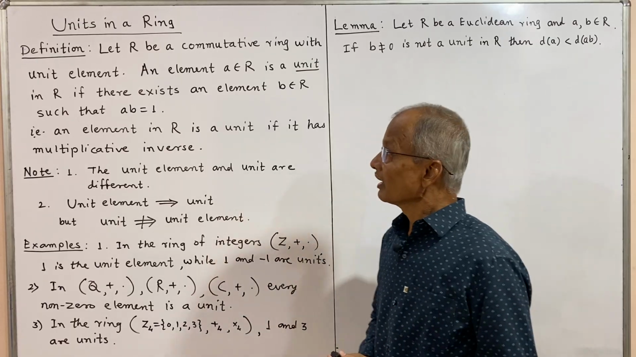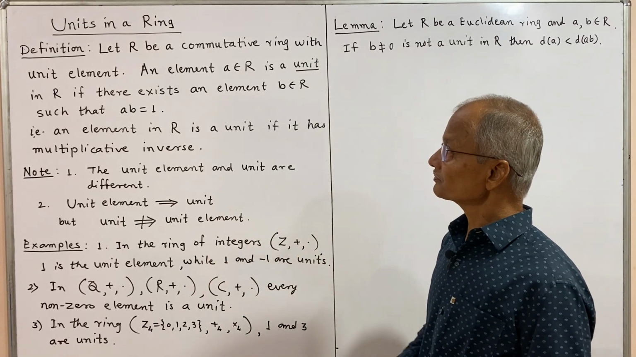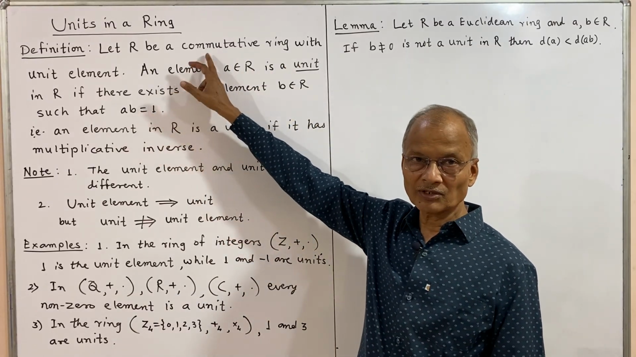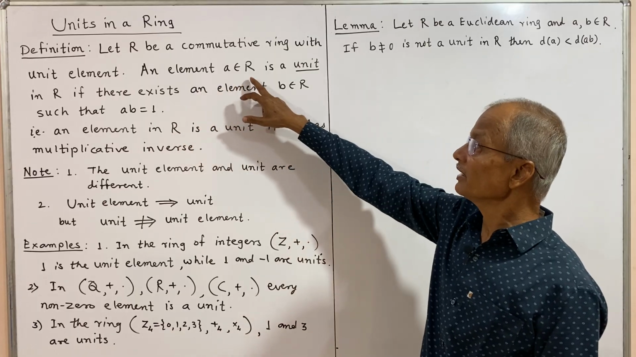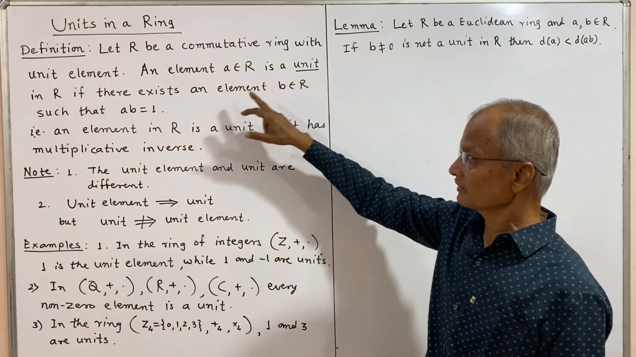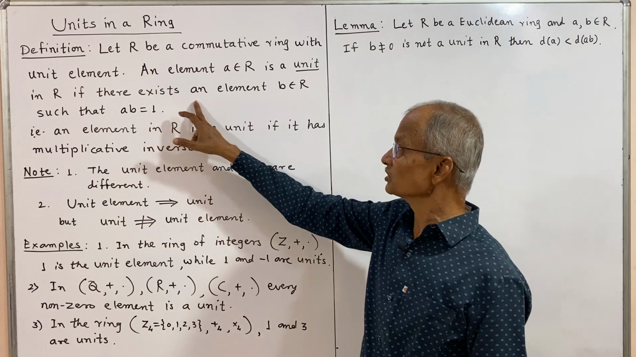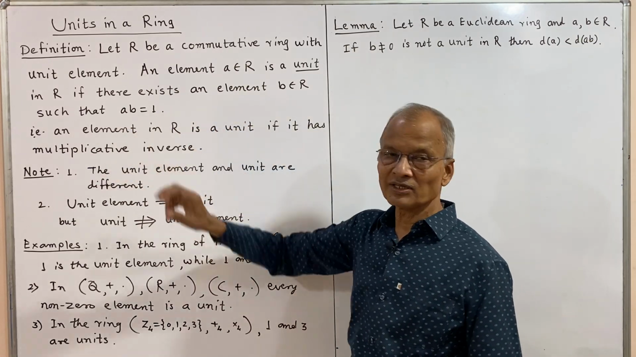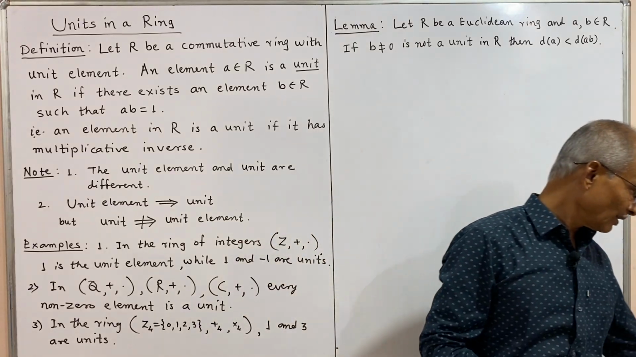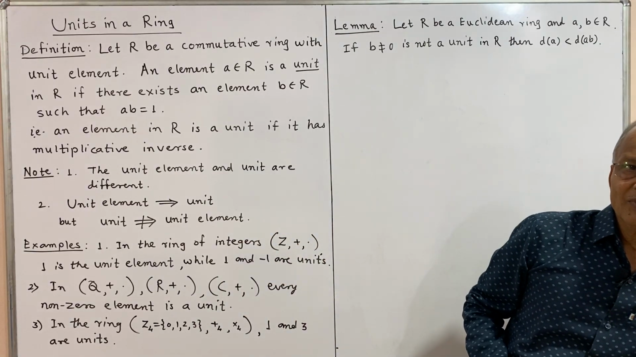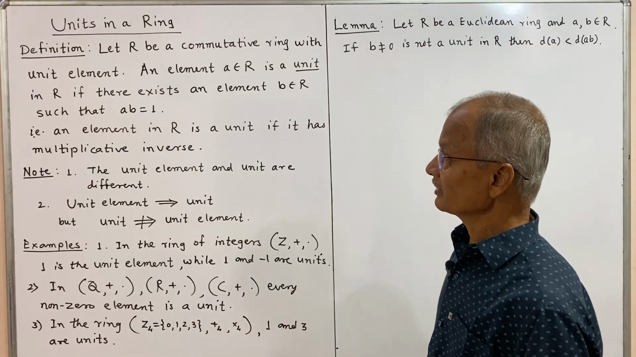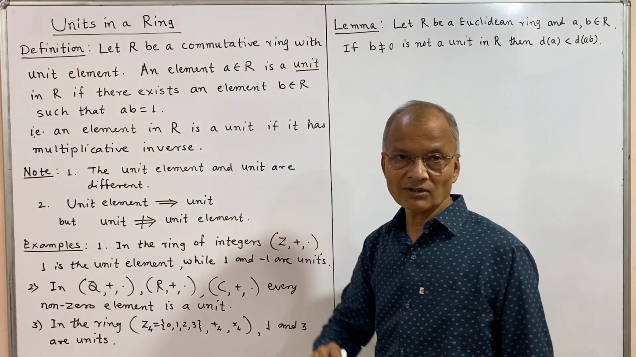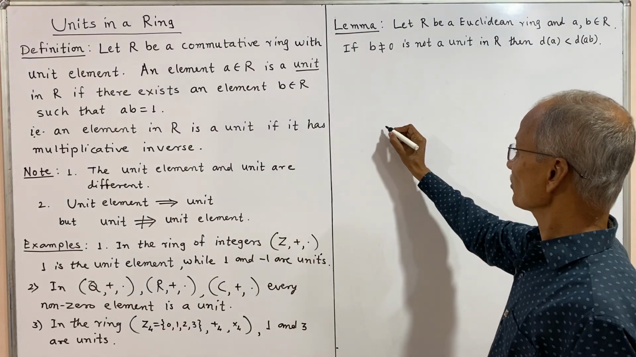I have written the definition here as: let R be a commutative ring with unit element. An element A belongs to R is a unit in R if there exists an element B belongs to R such that A into B is equal to 1, where 1 is the unit element. Now you see we have the unit element in a ring generally denoted by 1, and we know the definition for unit element.